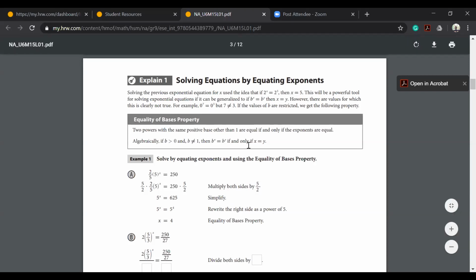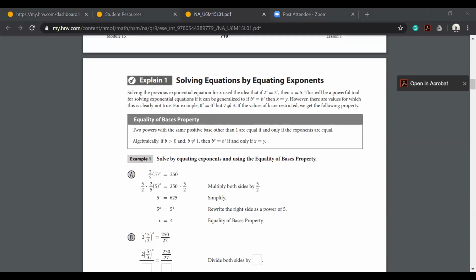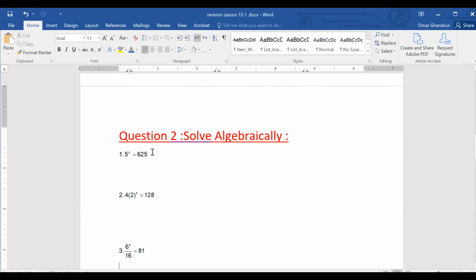Which means what? Okay, let's go back to, yes, 5 to the power x is equal to 625. I need to solve algebraically. I need to equate the bases.